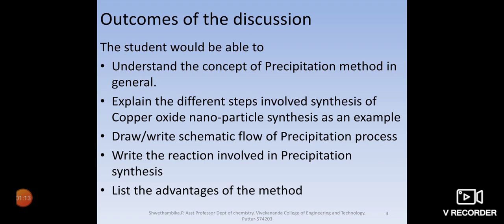So the outcome of this discussion could be listed as follows. After this discussion, you would be able to understand the concept of precipitation in general, also able to explain the different steps involved in the synthesis of copper oxide nanoparticle, that is taken as an example. Draw or write a schematic flow for the process. Write the reaction involved in the synthesis, that is for copper oxide nanoparticles, and then list the advantages of the method.